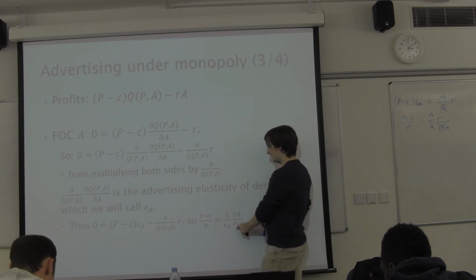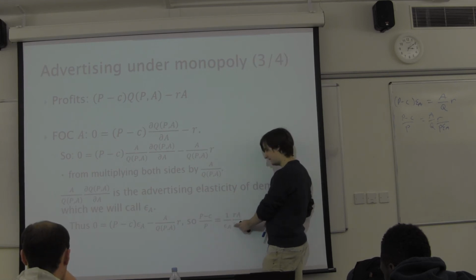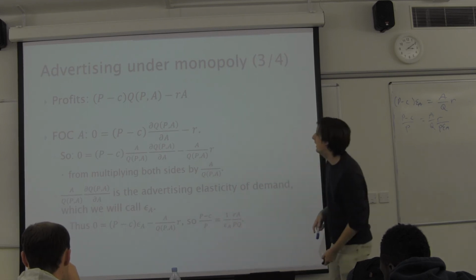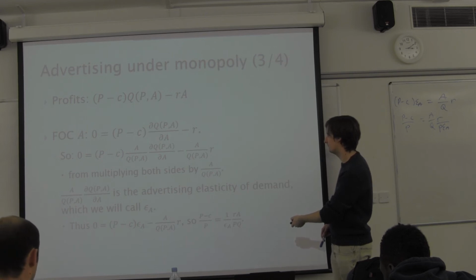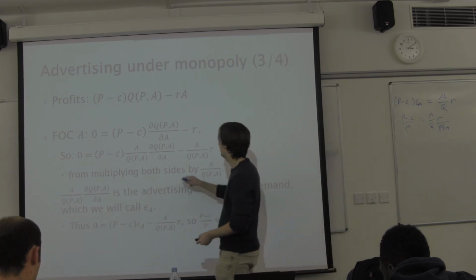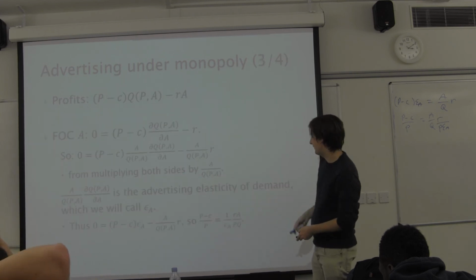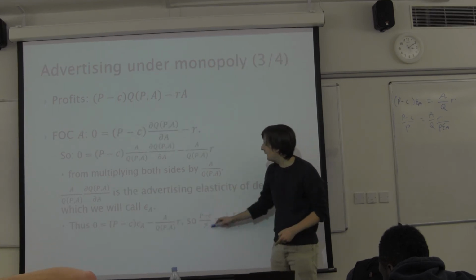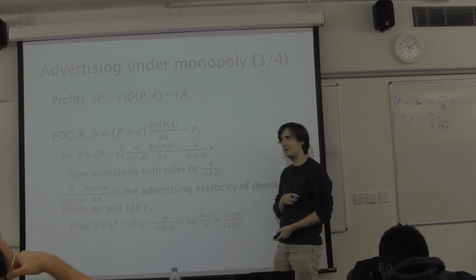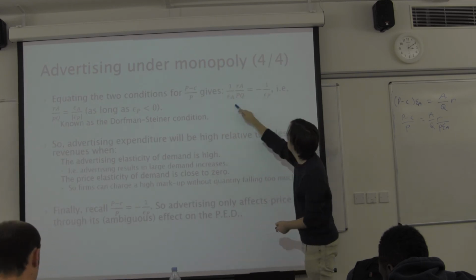Okay. So this is expenditure on advertising divided by income, all times 1 over this elasticity of advertising, price elasticity of advertising. Quantity. So we've got one equation for price minus cost over P here, and another equation for price minus cost over price here. So we can put the two things together, and that's going to tell us what has to be true.